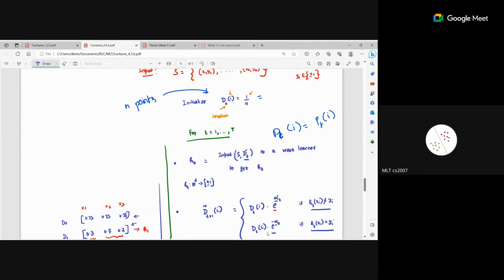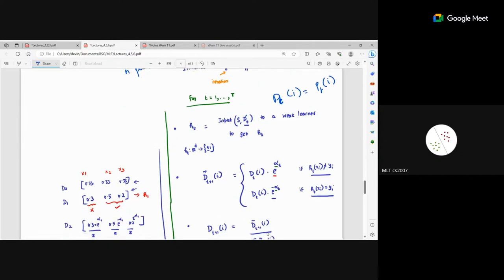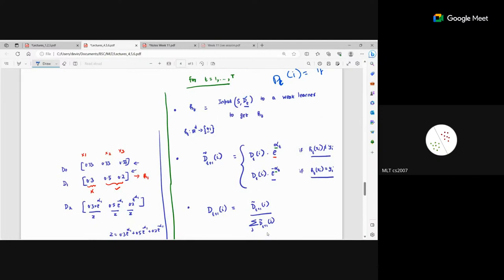But for subsequent models, the way you're going to define this probability is: if that particular point is correctly classified, then you're going to reduce the weightage. If that point is not correctly classified, then you're going to increase the weightage so that there's more chance for that point to get selected. Okay, is this point clear?